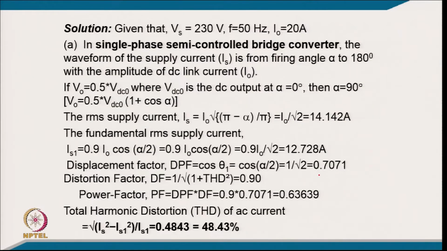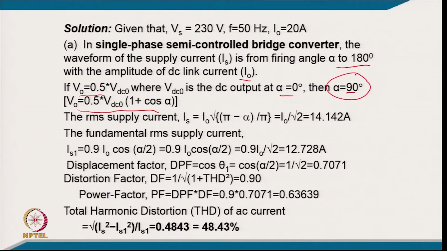Coming to the numerical part, given that the supply voltage is 230 volt, f is 50 hertz and I0 equal to 20 ampere in the single phase semi controlled converter, the waveform of supply current is from firing angle alpha to 180 degree with the amplitude of DC current I0. So, if V0 equals 0.5 VDC0, from this relation we can find alpha equal to 90 degree.